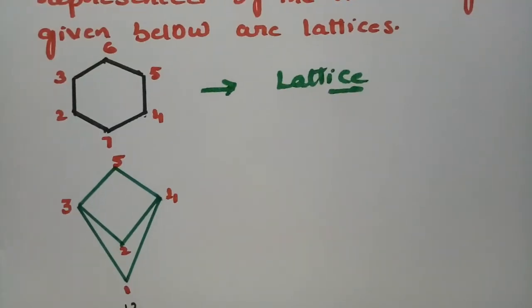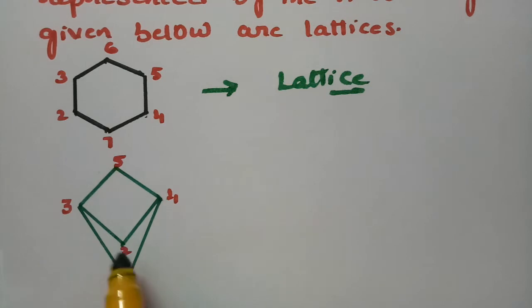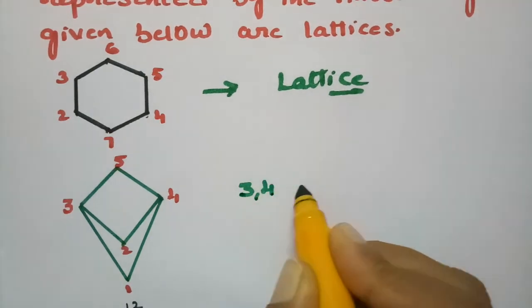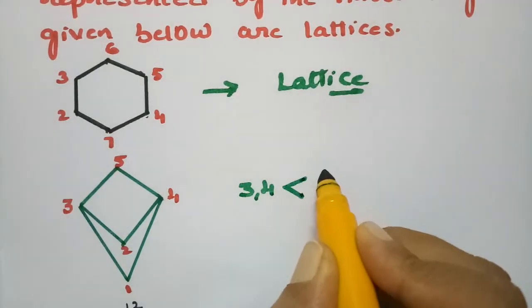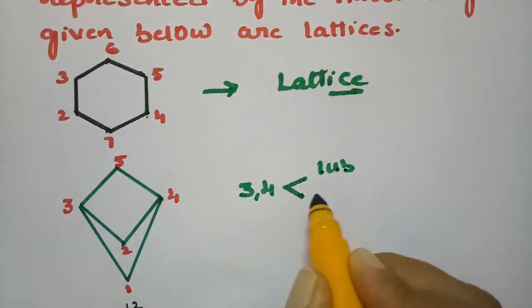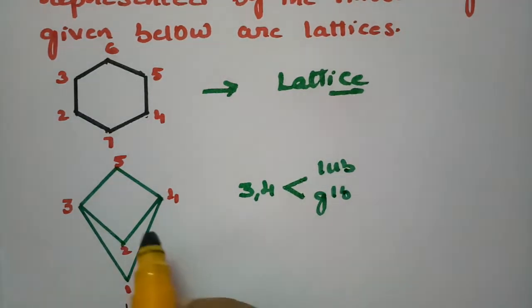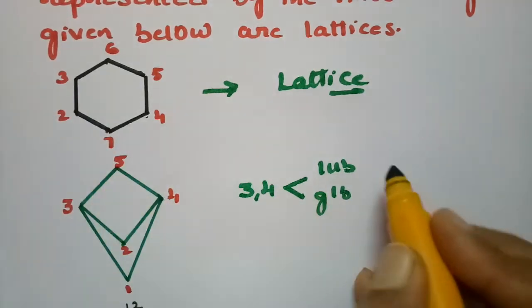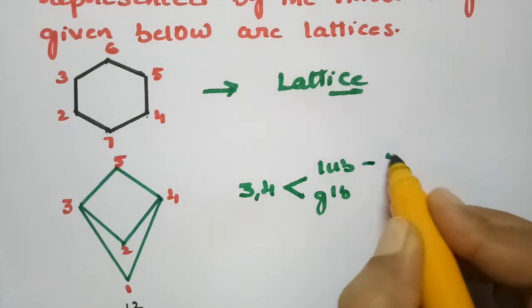The next question is this Hasse diagram. If you consider any two elements, it should contain the greatest lower bound and the least upper bound. For example, if I consider 3 and 4, what is the least upper bound and the greatest lower bound? The least upper bound for 3 and 4 is nothing but 5.